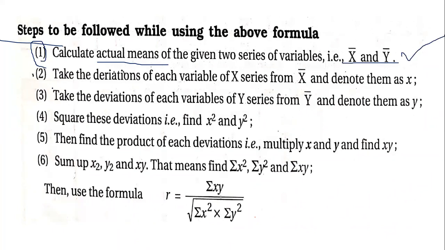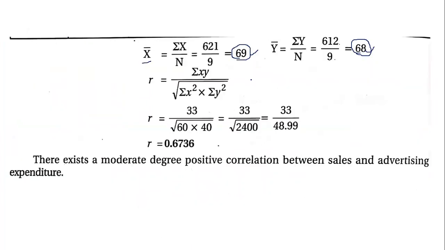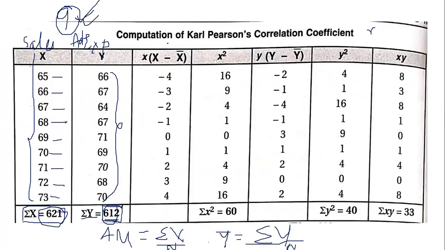Now what is the next step? Take the deviations of each variable of the x series from x bar and denote them as small x. Now let us do this one. We already know x bar, 69, and the other one, y bar, is 68. So small x is equal to, write it as is equal to, that will be easy for you to understand. Don't write it as x into. Small x is equal to capital X, that is this data, minus 69.